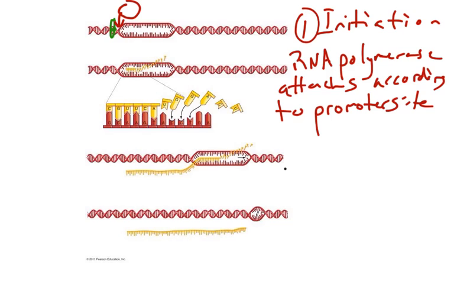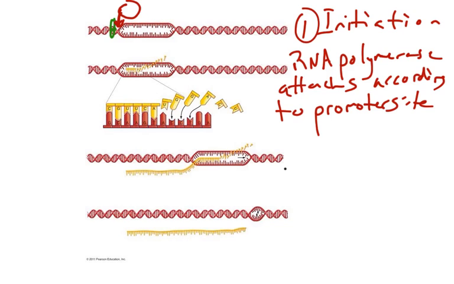So is it going to transcribe this side, or the other side? We're only going to transcribe one side, and that's what we call the coding strand or the template strand. The other one is your complementary strand or your non-template strand. There are proteins here that tell the RNA polymerase to bind there, and then it'll begin transcription. That is initiation, and that begins the synthesis of RNA.